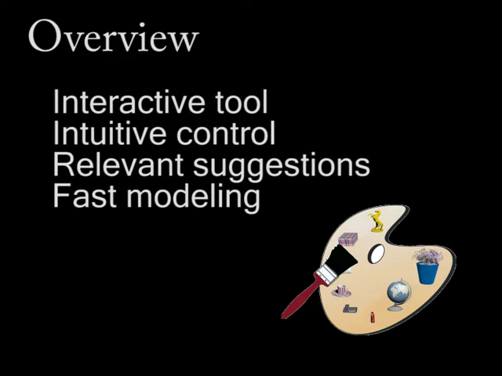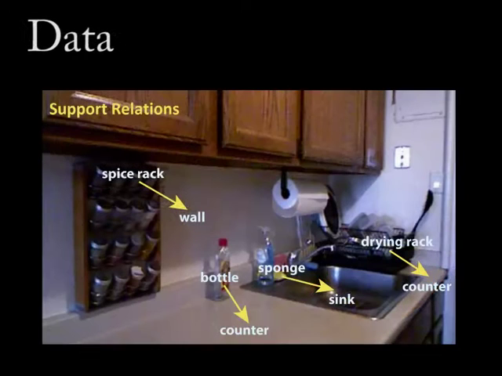We introduced the Clutterpalette, a highly intuitive interactive modeling tool that quickly provides relevant clutter object suggestions to the modeler, enabling fast, realistic indoor scene modeling. The Clutterpalette is trained on real-world images annotated with support relations. It exploits these support relation annotations to probabilistically reason about the spatial relationships between cluttered objects and furniture objects in the scene.